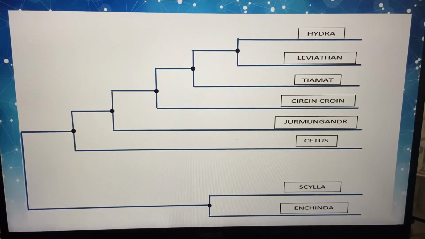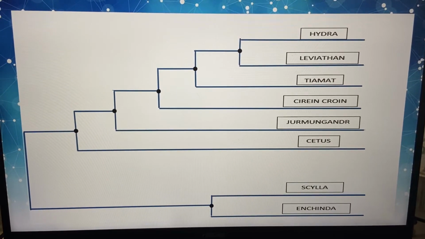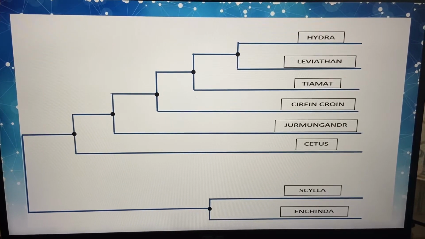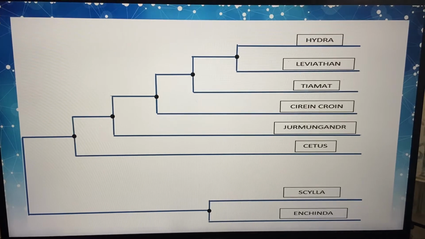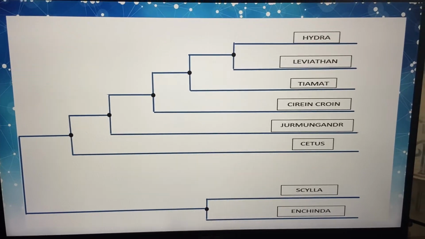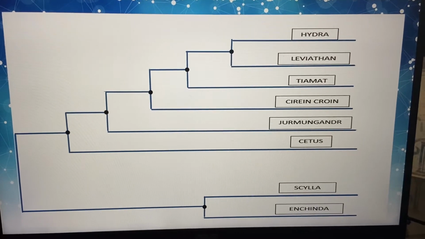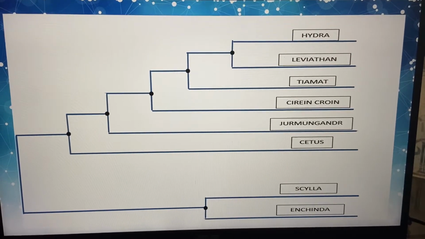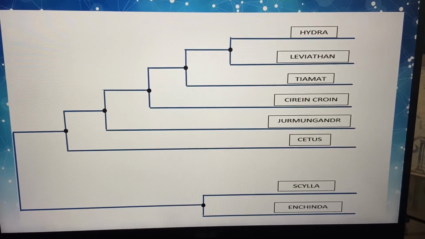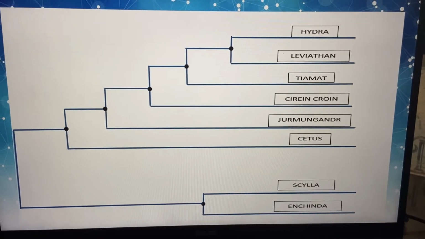We have our internal nodes, which are the black dots that help connect the branches. They also show us the splitting of the parent species into two distinct species, which is referred to as cladogenesis. We then have OTUs, which are operational taxonomic units, and they show us basically how closely they are related.